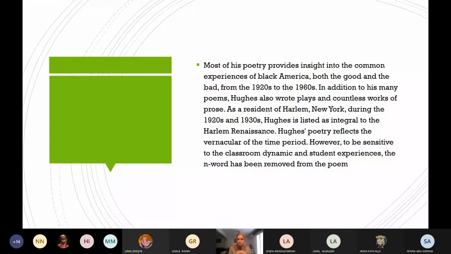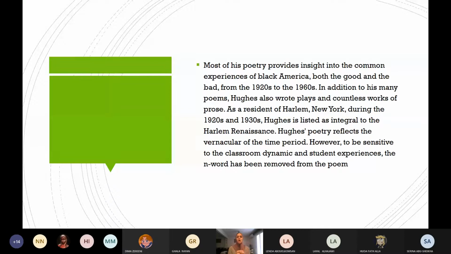Harlem at that time, when we discussed it, girls, we said Harlem was the place for the African Americans. They settled in Harlem. And in Harlem, although it was very poor, the African Americans taught themselves. They didn't go to school, but they taught themselves. They tried hard to learn literature and write literature. He is listed as integral. Integral is whole, complete, to the Harlem Renaissance.